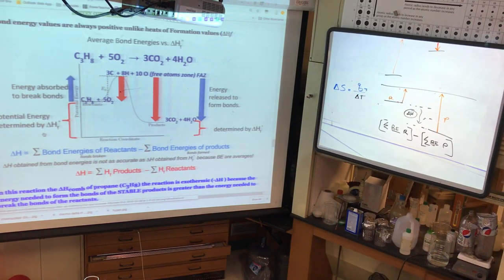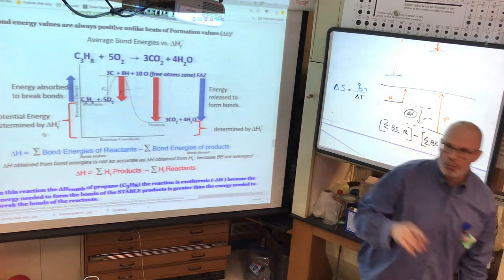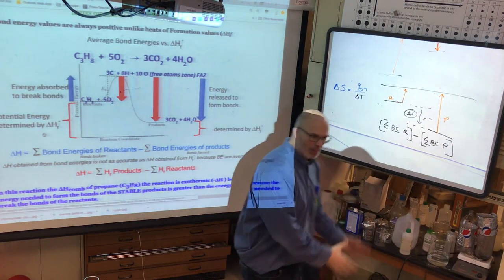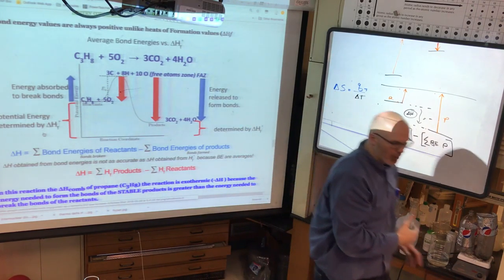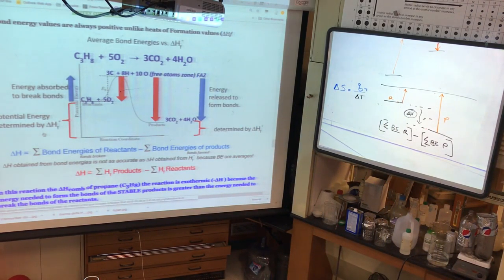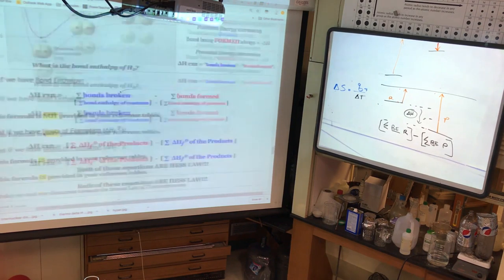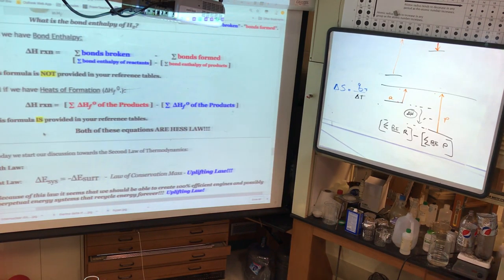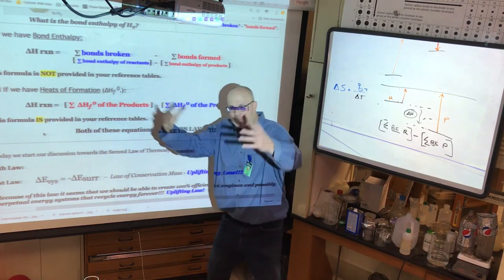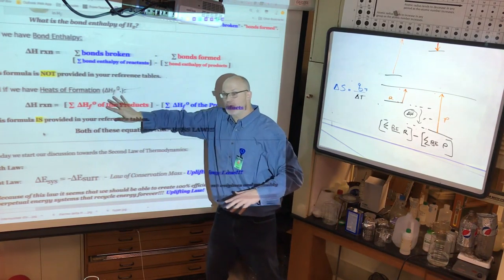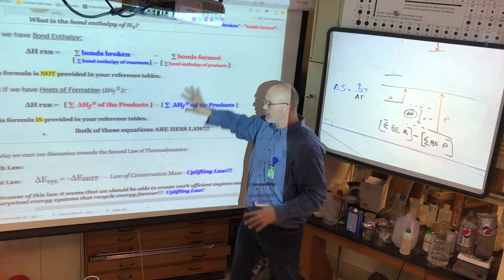Okay, so it's important you understand this, because someone sitting in here on a test that I give you will forget that bond enthalpies are the reactants minus the products, because it's what? Bonds broken, that's the first thing, minus bonds formed. And that's what I have here. And they don't give you this. They give you the reaction, but they don't give you this.